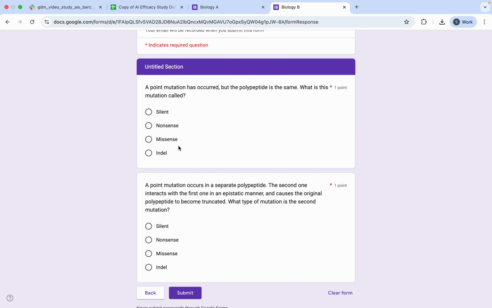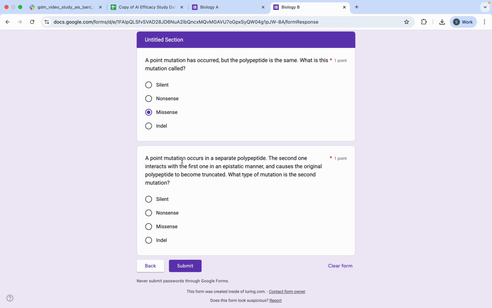Okay, so here we can see the next question. A point mutation has occurred but the polypeptide is the same. What is this mutation called? Silent, nonsense, missense, intel. So here a point mutation has occurred but the polypeptide is the same. So I think it is missense.